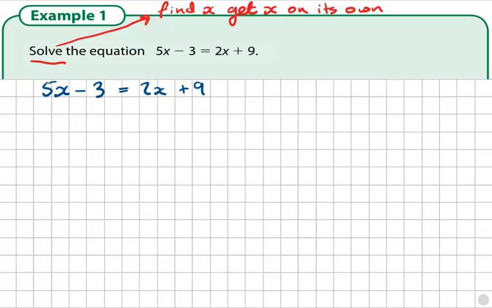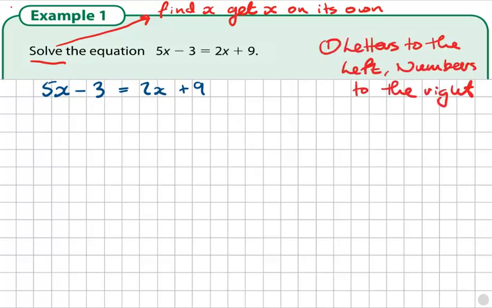The first way I'm going to show you is where we move the letters to the left and the numbers to the right. And by numbers, I mean the constants. So letters to the left means any terms containing a letter, we move to the left-hand side of the equal sign and we change their sign. And any constants, we move to the right-hand side of the equal sign and we change their sign.